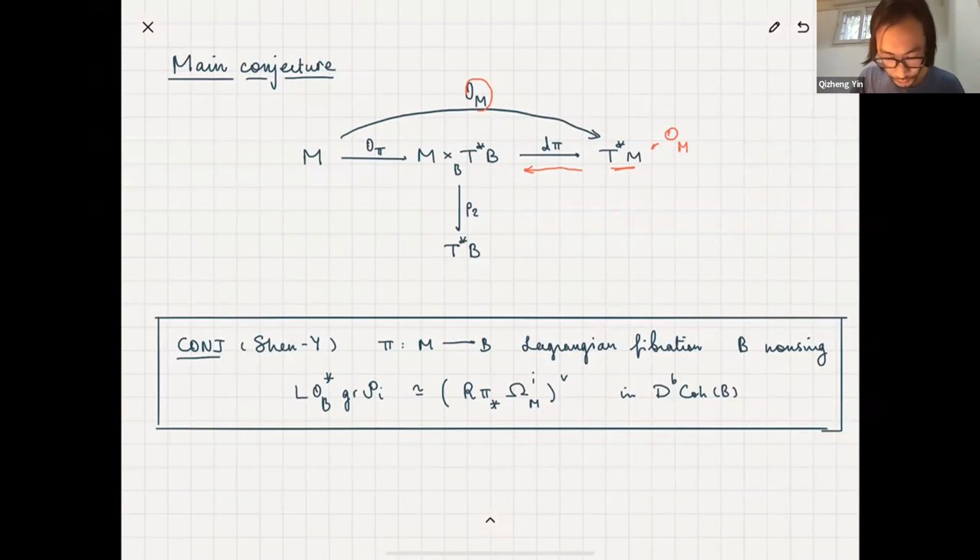And then you have two ways to go. You can either do P2 derived push forward to land in T star B. This is in Lomon's formula. And the other way to go is to pull back again via this map 0 of pi. So you have two ways to go. You either go this way or you pull back again.